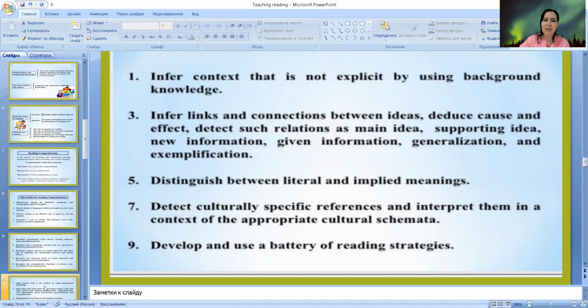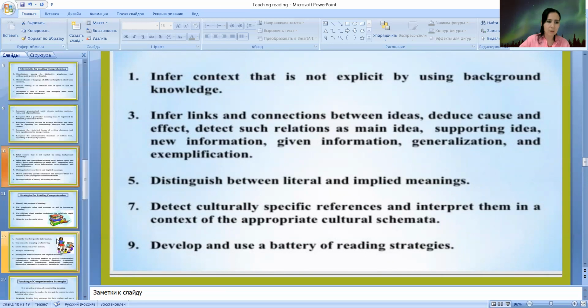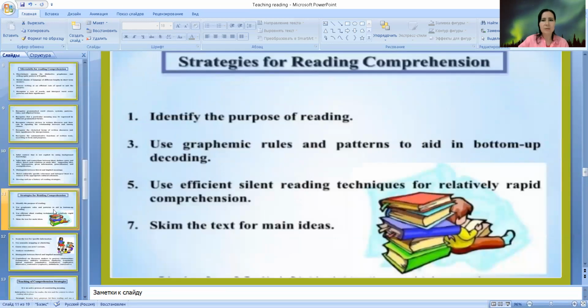Next, detect culturally specific references and interpret them in the context of appropriate cultural schemata. Develop and use better reading strategies. Okay, next. Also, strategies of reading comprehension. Identify the purpose of reading.